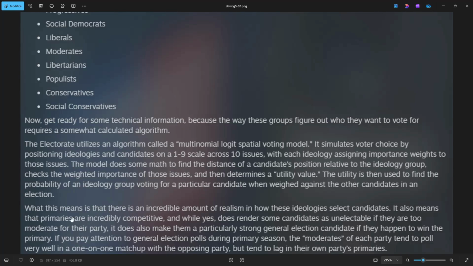It also means that primaries are incredibly competitive, and while those render some candidates unelectable if they are too moderate for the party, it also makes them a particularly strong general election candidate if they happen to win the primary. If you pay attention to general election polls during primary seasons, the moderates of each party tend to poll very well in a one-on-one matchup with the opposing party, but tend to lag in their own party's primaries.